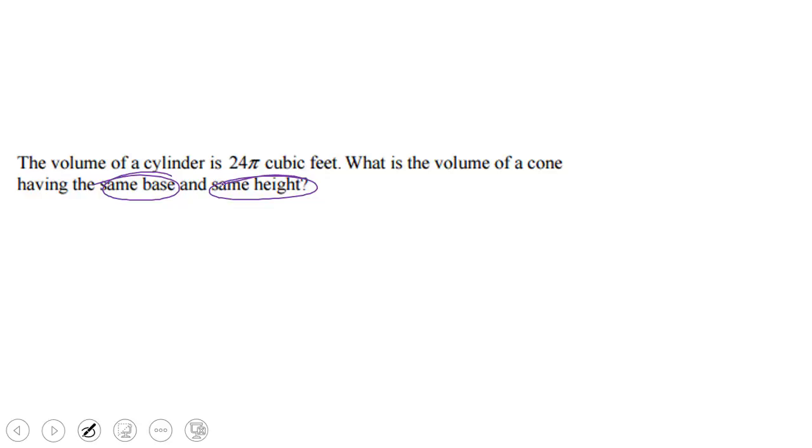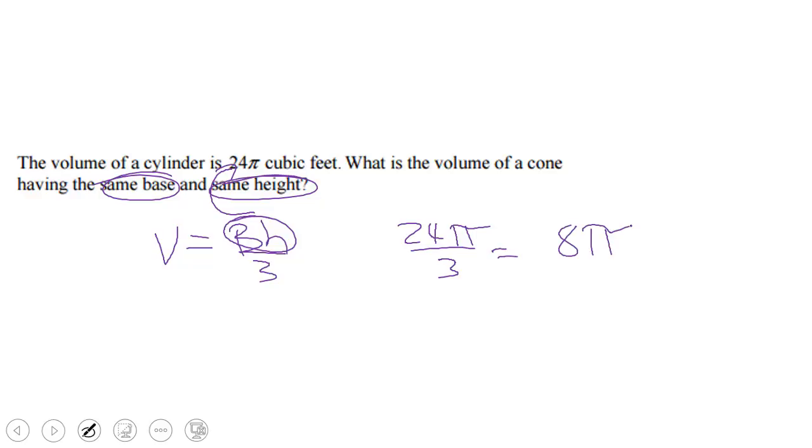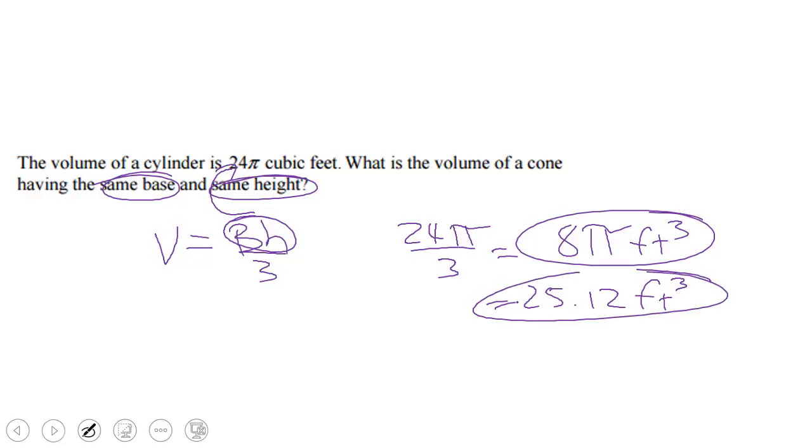So we can take the volume of that cylinder, the area of the base times the height, and divide it by 3, or multiply it by 1/3. We already know that volume is 24 pi, divided by 3, which gives us an answer of 8 pi. Of course, that would be feet cubed if we go in terms of pi. Or we can take 8 and multiply it by 3.14 and get 25.12 feet cubed. That's the volume of a cone with the same base and the same height.